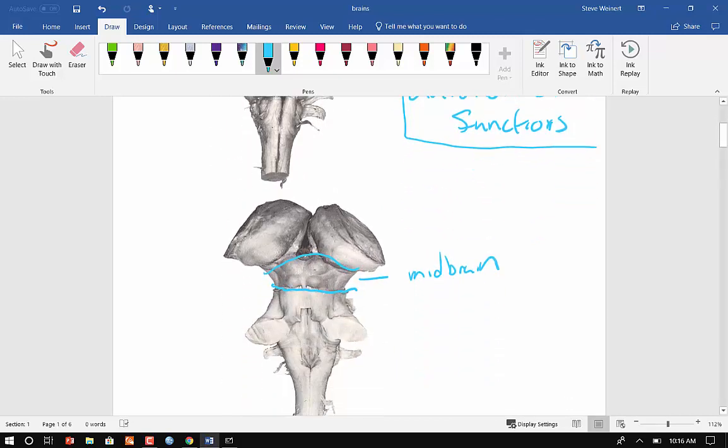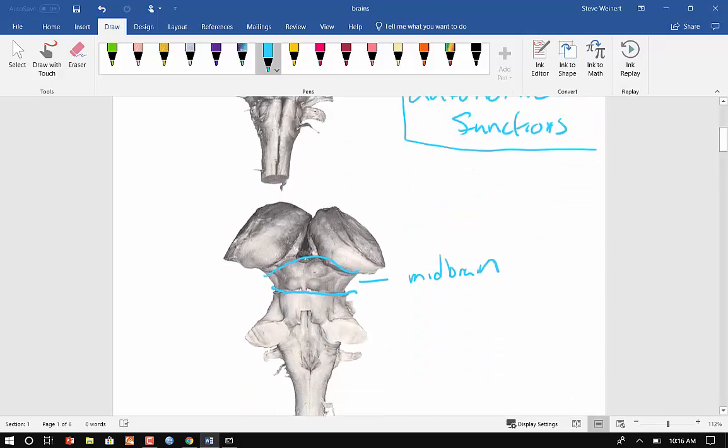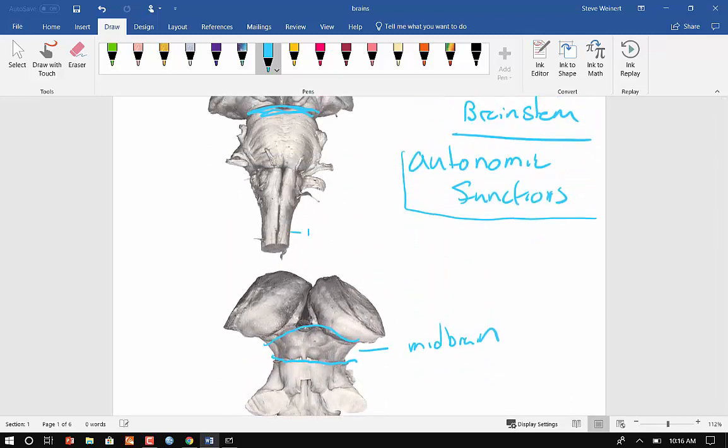So let's look at the bottom. The bottom of the brain right here is called the medulla. The medulla, that's a terrible A, controls sympathetic ganglia.